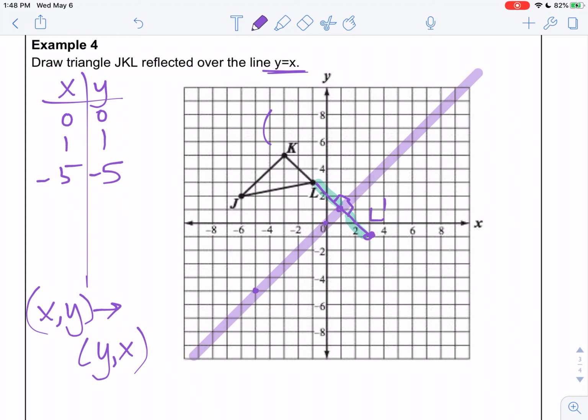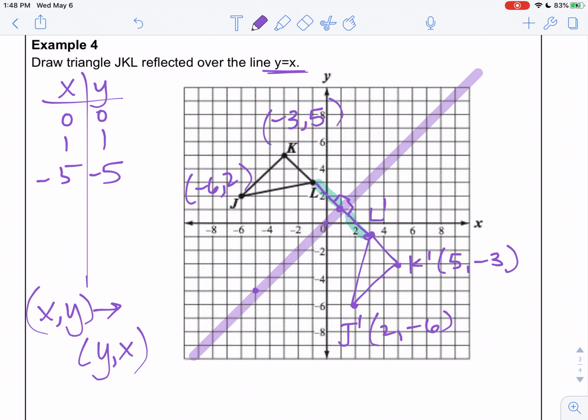So K was hanging out at (-3, 5). So K prime is going to hang out at (5, -3). Change order. J is hanging out at (-6, 2). So J prime is going to hang out at (2, -6). And we will connect. There we go.